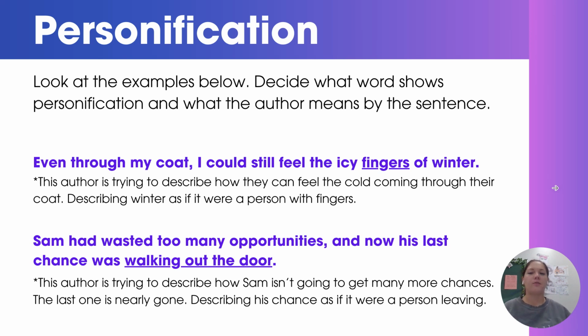So the author for the first one is trying to describe how they can feel the cold coming in through their coat. So they're wearing a coat, but even through the coat, I could still feel the icy fingers of winter. They probably feel the breeze through their coat. And so it's describing winter as if it were a person, with fingers, because fingers touch, kind of like how the wind is touching them through their coat. And it's probably really small, so it probably feels like little finger taps throughout their coat. And that is how they described it.